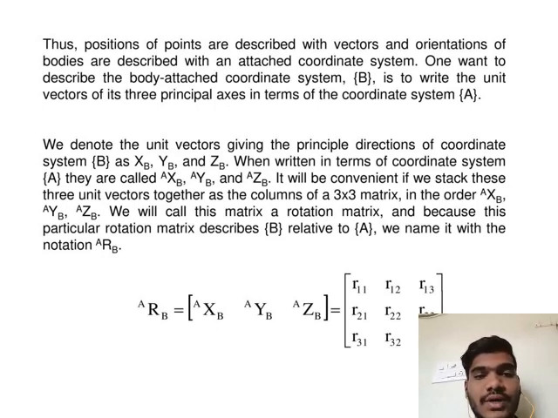Thus the positions of points are described with vectors and orientations of bodies are described with an attached coordinate system. One way to describe the body-attached coordinate system B is to write the unit vectors of its three principal axes in terms of coordinate system A.